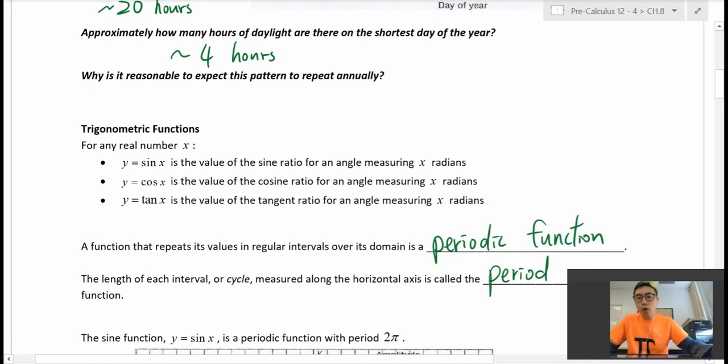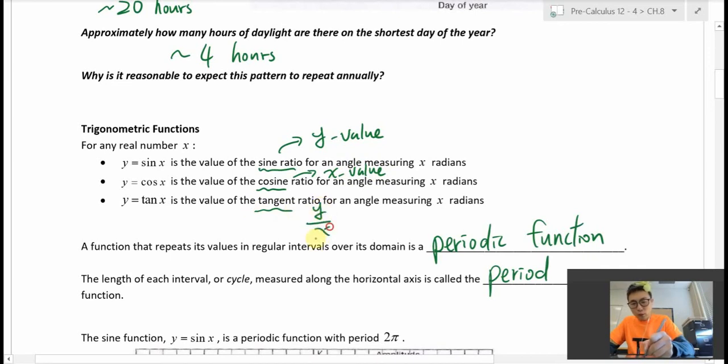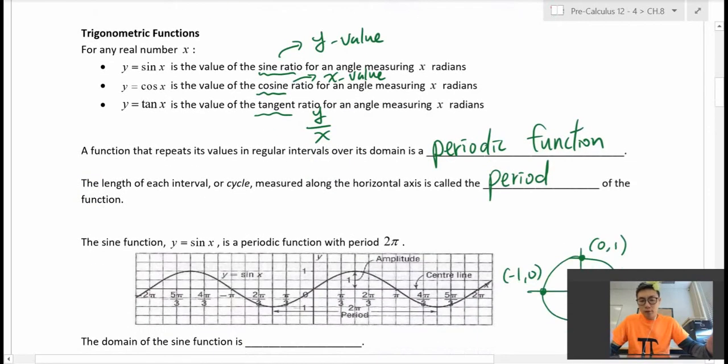If you recall from, I think it was the first lesson, the sine ratio is about the y value. We think about y value when we talk about sine. For cosine, remember this is about the x value. And when we think about tangent, this is y over x. So we're going to use this fact to graph our sine function right here.